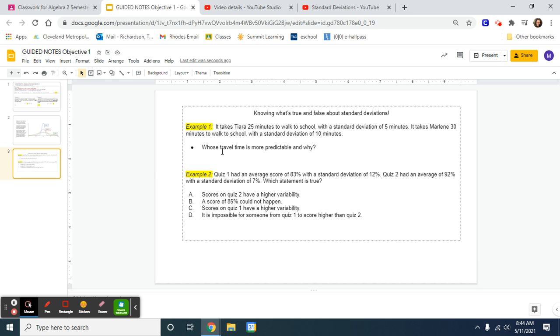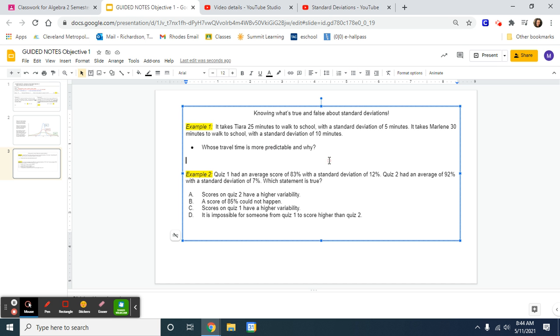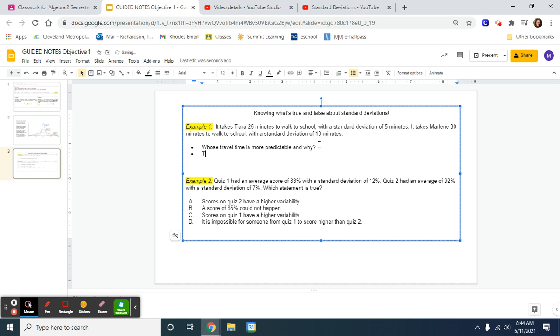So looking at this, it's saying who is more predictable or reliable. That means reliable. Well, Tiara's deviation is 5 minutes. Marlene's deviation is 10 minutes. So Marlene has more of this, you don't really know how long it's going to take her because it's a higher deviation. So Tiara is going to be the one that we can predict more or rely on more because her deviation is smaller. So Tiara. Okay. Example 2.